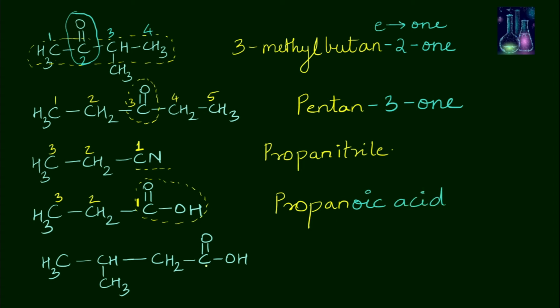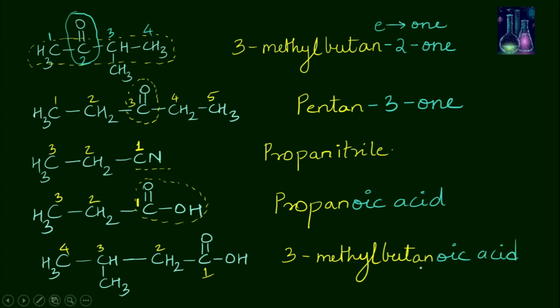In the next example, 1, 2, 3, 4. Carboxylic gets the highest priority. 3-methyl but, and the E is replaced by oic acid, butanoic acid. Therefore, the name of the molecule is 3-methyl butanoic acid.